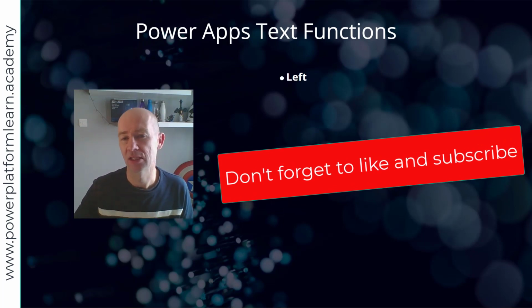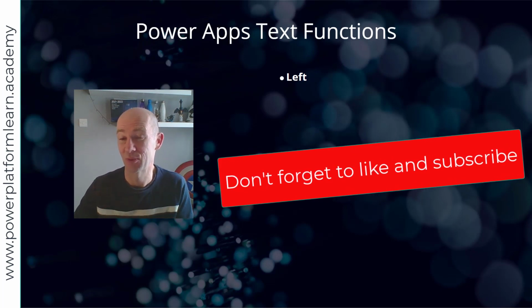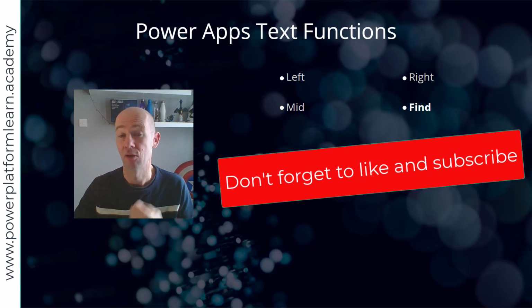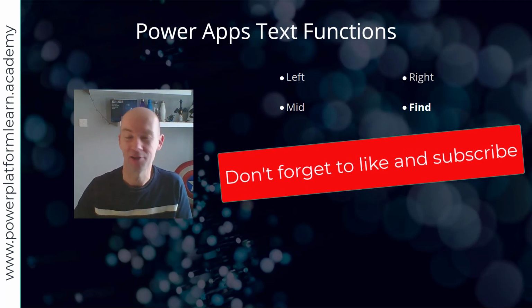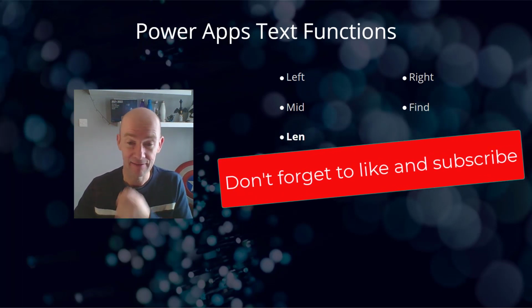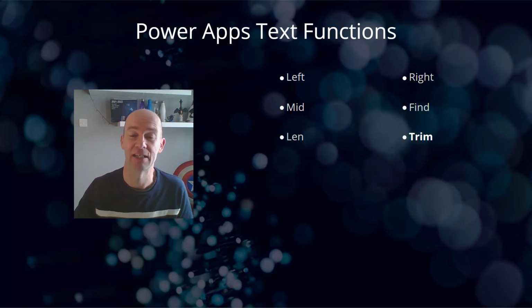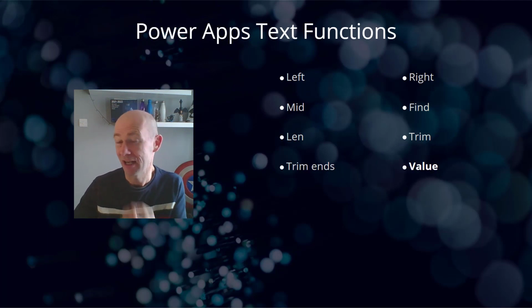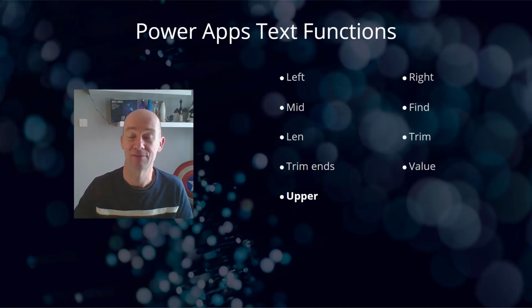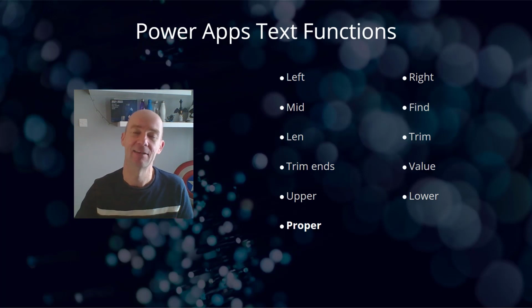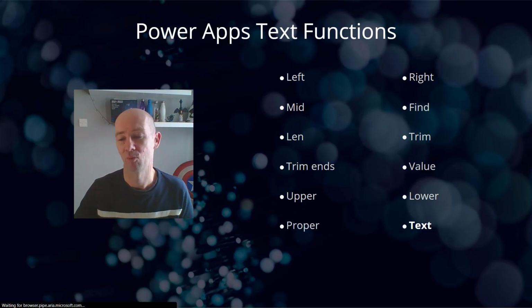What we've done today is we've covered the text functions. We've looked at left, we've looked at right, we saw the mid function, we looked at the find function, which I think is quite cool actually. We looked at length to measure the length of a piece of text, trim to get rid of the spaces, TrimEnds to do something similar, the value function to get the value out of a piece of text, and upper, lower, and proper to make the casing of the words how we want it.